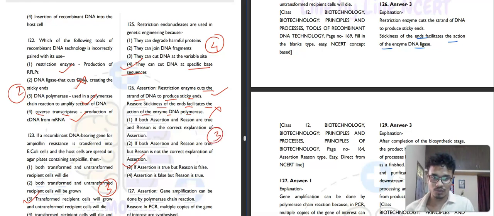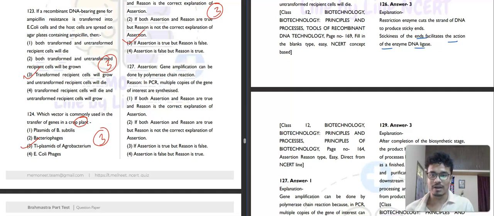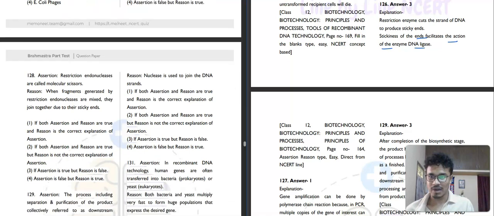Now moving towards the next question, that is question number 127. Gene amplification can be done by polymerase chain reaction, obviously. Then in PCR, multiple copies of the gene of interest are synthesized. This is absolutely correct. Now if we put a 'because' there, we read the whole statement: gene amplification can be done by PCR because in PCR, multiple copies of the gene of interest are synthesized. So both assertion and reason are true, and the reason is the correct explanation of the assertion. So first option will be our correct answer. Then question number 128.